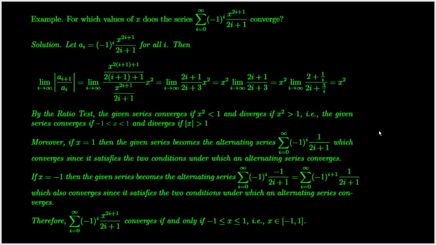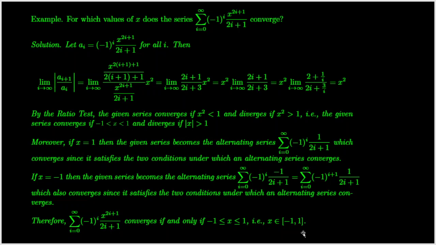We'll work on an example question. In this question, the limit needed for the ratio test equals x squared. By the ratio test, the series converges if x squared is less than 1 and diverges if x squared is greater than 1. There remain only the cases that x equals 1 or -1, when the series converges, since they satisfy the two conditions under which an alternating series converges.